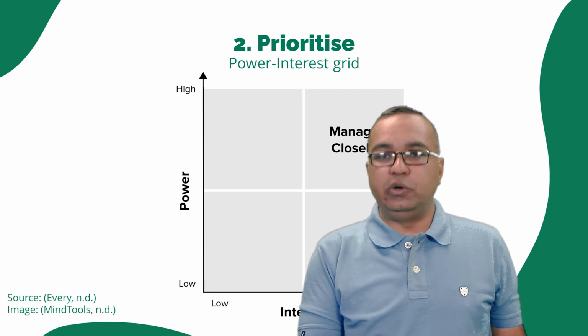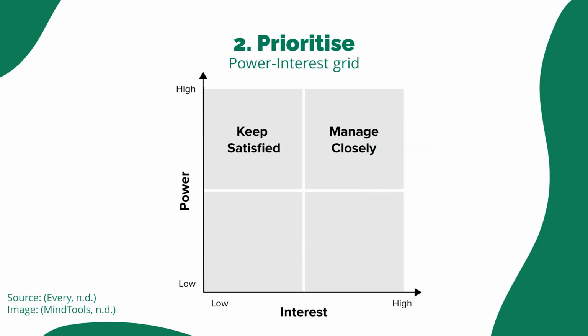High power, low interest. These stakeholders need to be kept in the loop about what is happening in your project. Even though they may not be interested in the outcome, they wield power. These stakeholders should be dealt with cautiously because they could use their power in a negative way if they become unsatisfied. Make sure to be well aligned with their needs.